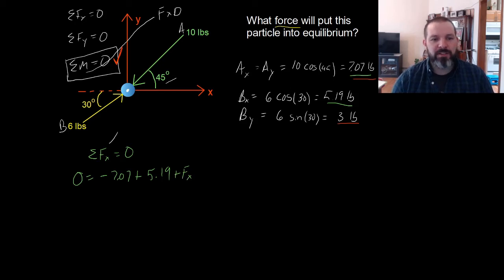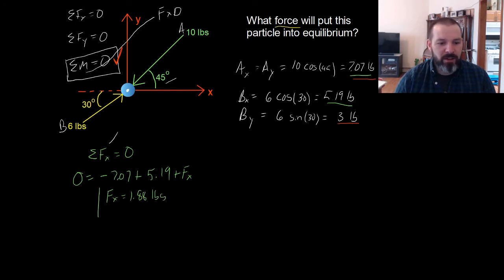Now, this is saying F sub x is acting to the right. If this turns out to be true, the number we find in the end will be positive. If we find a negative number, all it means is this F sub x is acting to the left, or in the negative direction. If we solve this, we find that negative 7.07 is bigger than 5.19, and if I move it to the left, it gives me a positive 1.88. So we find that F sub x equals 1.88 pounds. So we have here the x component of the force we're looking for.